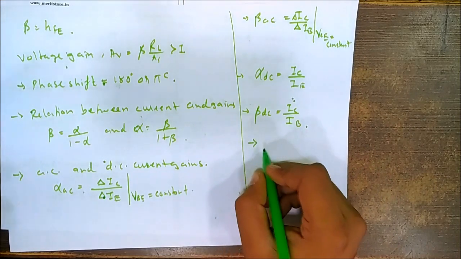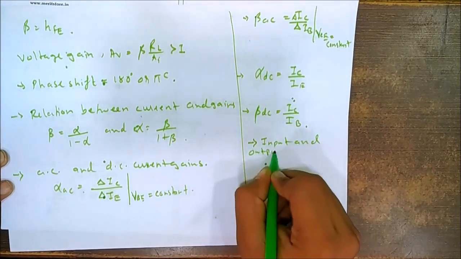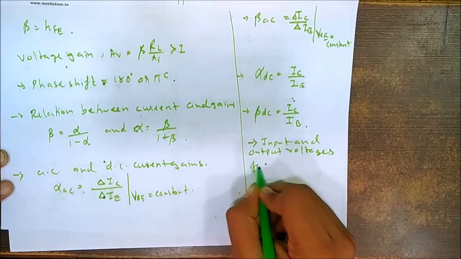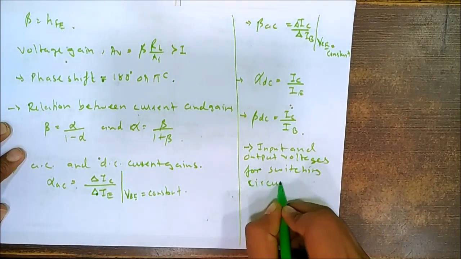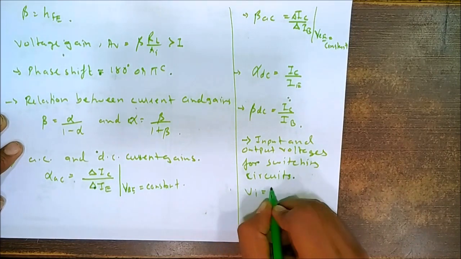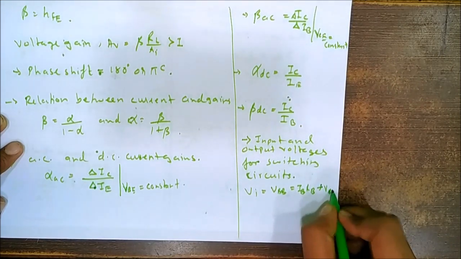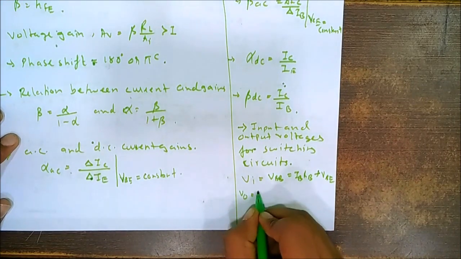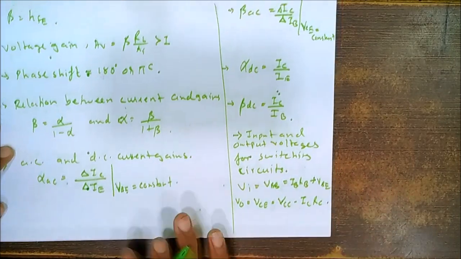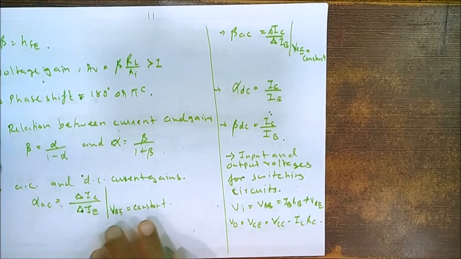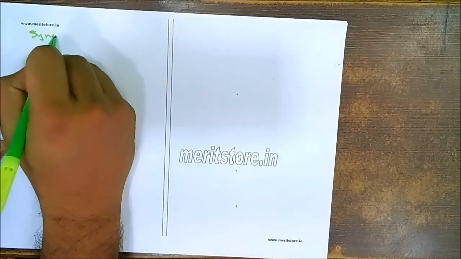Okay. Input and output voltages for switching circuits. VI is equal to VBB, that is equal to IB RB plus VBE. Also VO is equal to VCE is equal to VCC minus IC RC. So these are the important formulas. Now we'll deal with the synopsis and shortcuts.